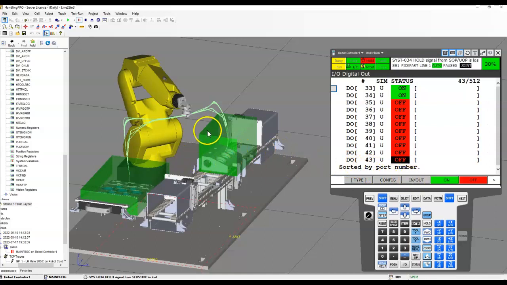What controls when the robot is able to enter the world zone is these tags. 33 controls when the robot enters this world zone, and 34 controls when the robot enters this zone. In reality, these two tags are controlled by the PLC. But for this case, I have turned on the simulation and turned them on at all times. But these would in fact be controlled by the PLC.